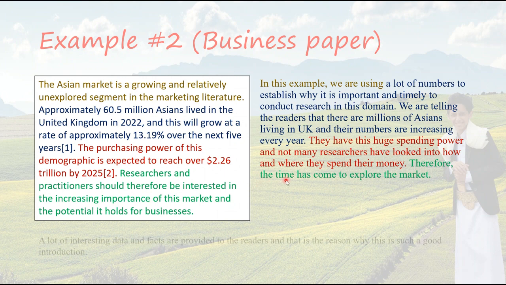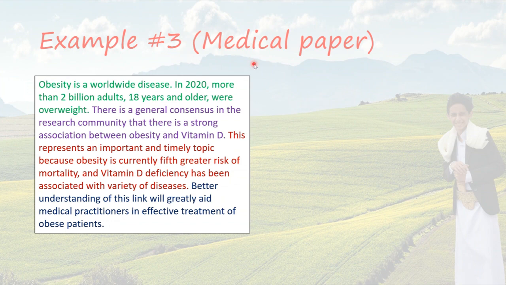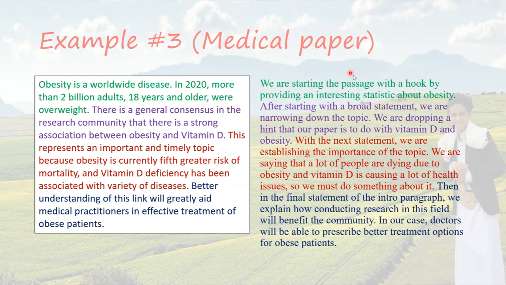A lot of interesting data and facts are provided to the readers, and that is the reason why this is such a good introduction. Example number 3, medical paper. We are starting the passage with a hook by providing an interesting statistic about obesity. After starting with a broad statement, we are narrowing down the topic. We are dropping a hint that our paper is to do with vitamin D and obesity. With the next statement, we are establishing the importance of the topic.